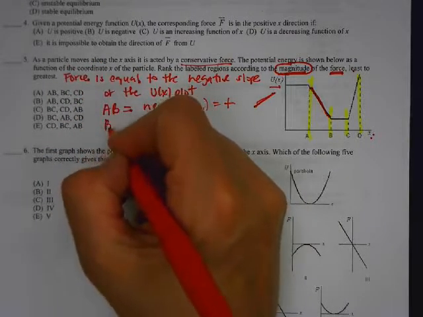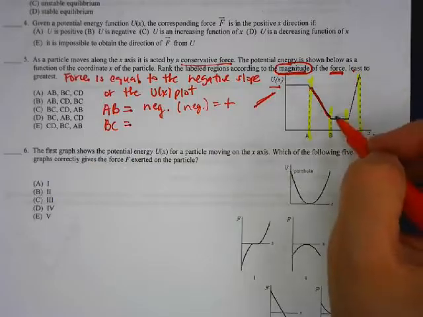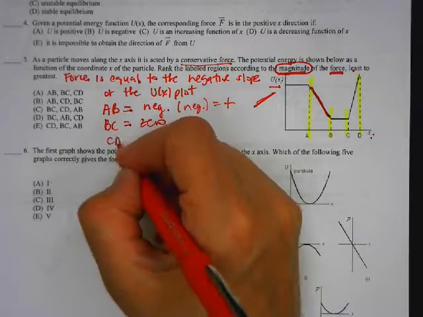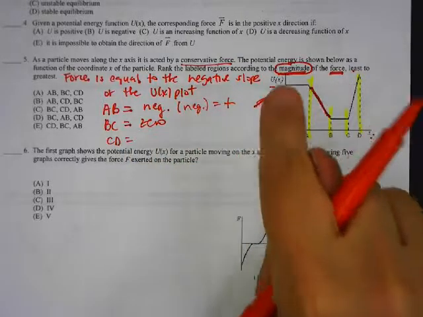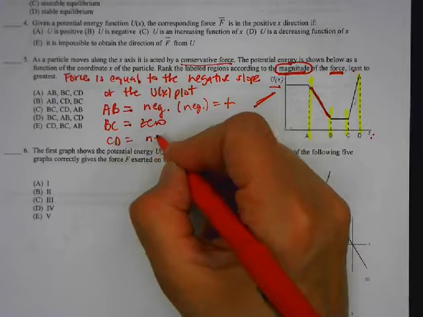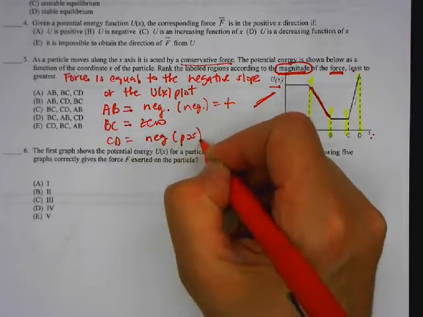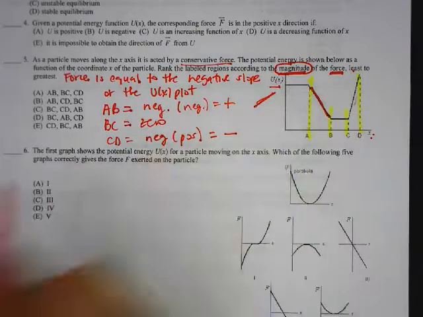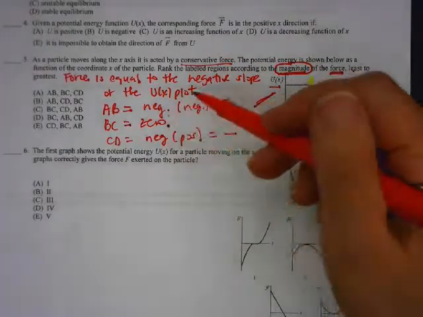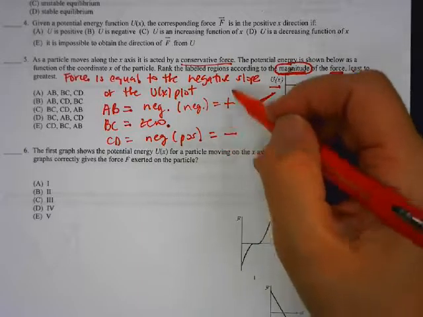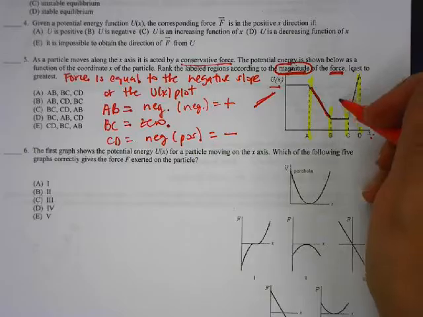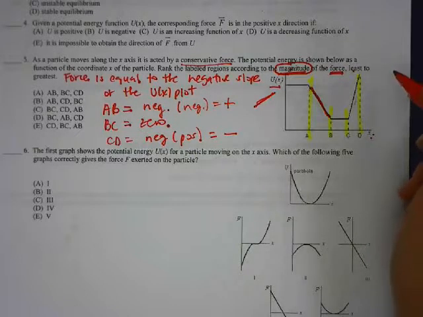Then from B to C, it's 0, so that's easy. And then from C to D, remember, the force is the negative slope. From C to D, it's a positive slope, so it's going to be a negative force. Now, this one's 0, and it just says the magnitude, so I don't care about the sign. Now I'm going to look at which is steeper, right? The steeper the slope, the greater it is.